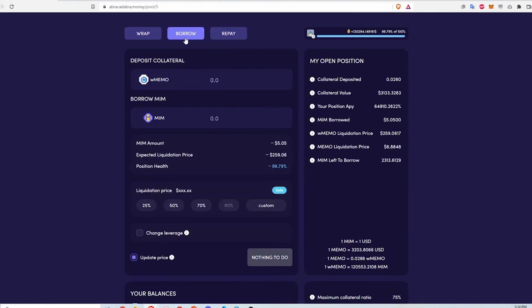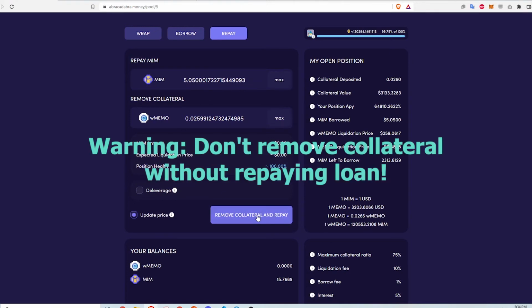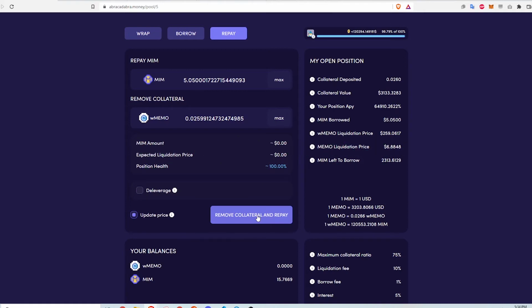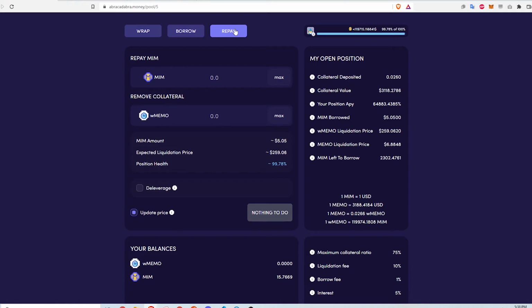If I'm close to liquidation, I can choose to add collateral by depositing more WMEMO or repay some or all of the loan using MIM to prevent liquidation. I don't ever want to inadvertently remove any collateral without repaying any of the MIM loan. This would make the loan more risky, causing the liquidation price to increase, and I could risk my collateral being liquidated. Here I'm just going to show you how I repaid my loan of 5 MIM.